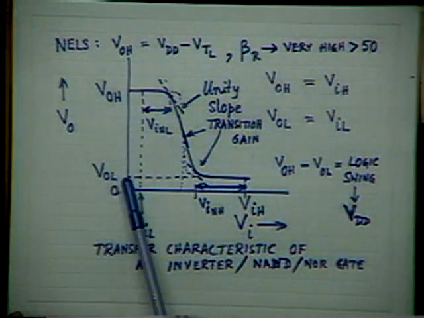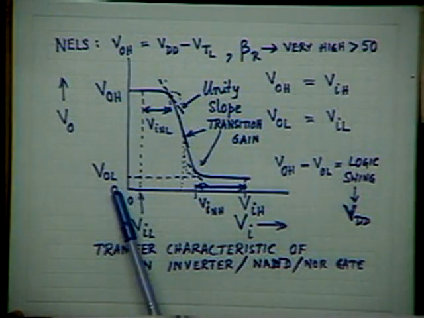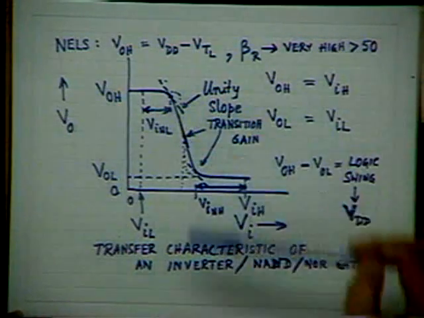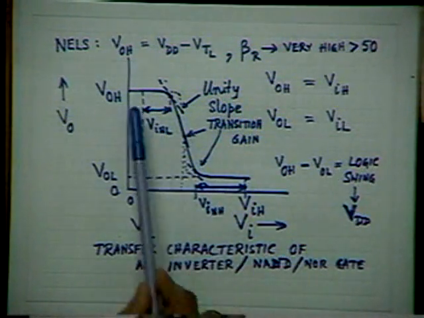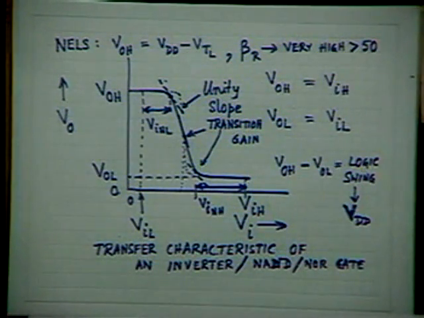Then I need a very low value of VOL so that the logic swing is as high as possible. And then if we also need, and that is a general requirement, large noise margin as large as possible, then the beta ratio should be very high. And what is the bad thing of it? If the beta ratio is too high, then what is the problem? Yeah, the size of the inverter will be large and the packing density will be affected.